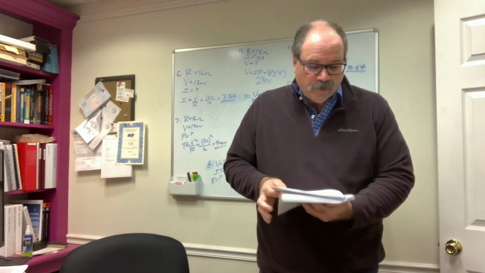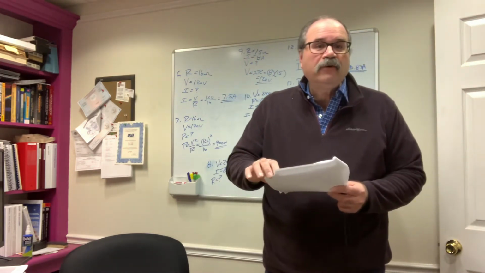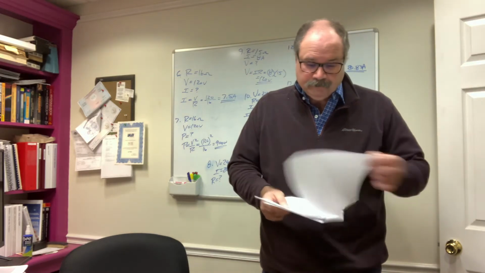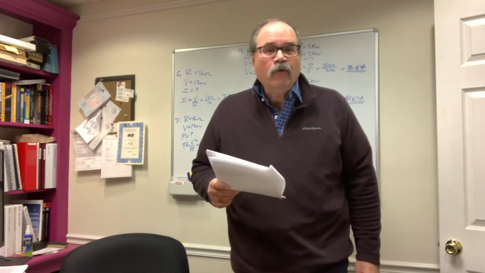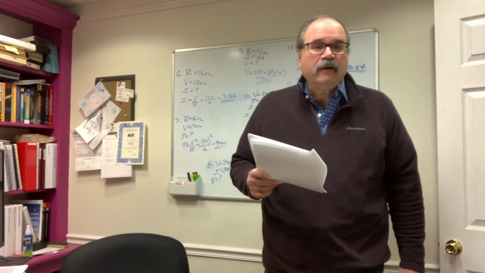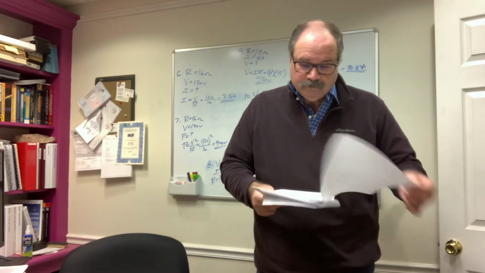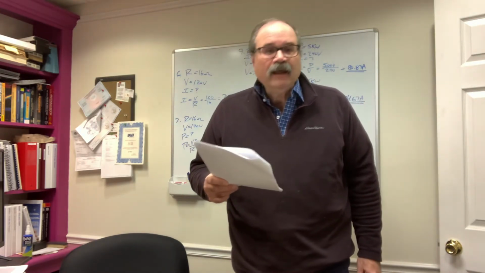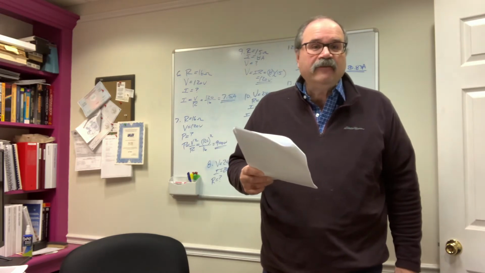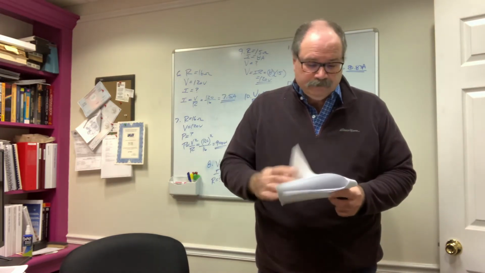Question number 3. What is an amp? An amp is defined as that unit of charge, 1 coulomb per second. Question 4. What is an ohm? Remember, an ohm is the unit of resistance or opposition to current flow. Question number 5. What is a watt? The watt, remember, is a definition of electrical power in a DC electrical system.